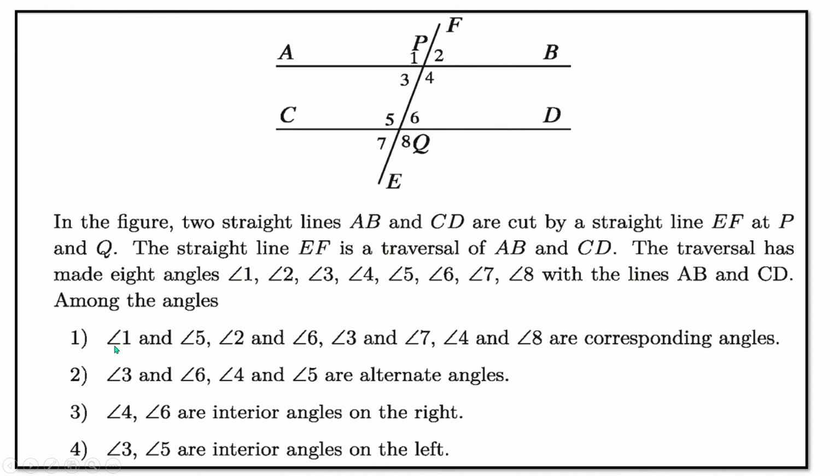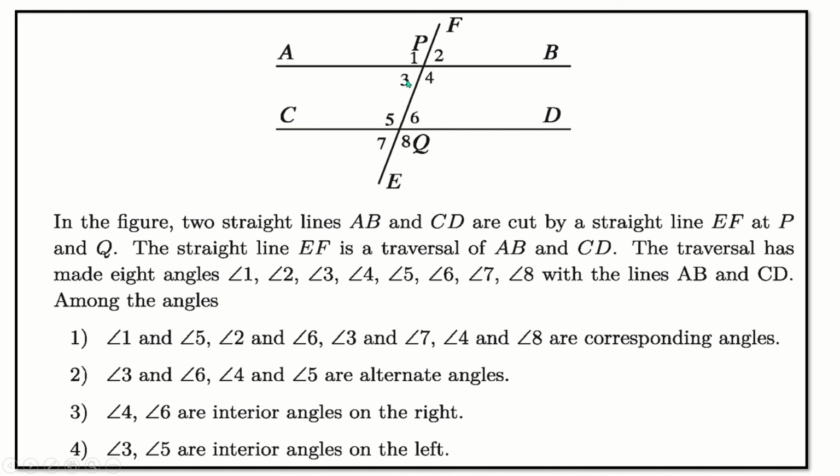Okay. Now follow here: angle 1 and angle 5, angle 2 and angle 6, angle 3 and angle 7, angle 4 and angle 8. That means this and this are equal and corresponding angles. This and this are also equal and corresponding angles. This and this, that is 1 and 5, are corresponding angles.